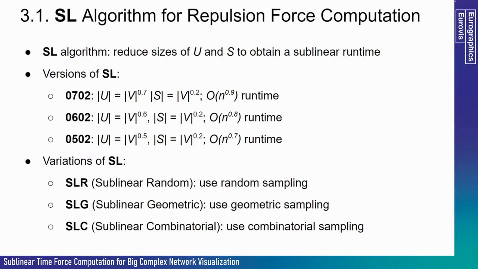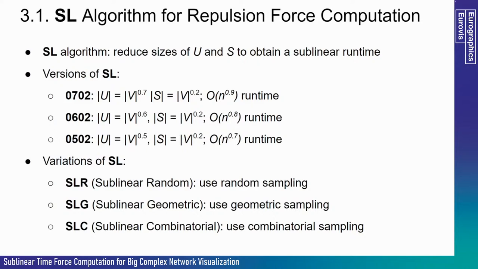For step 3, first we present the SL algorithm for repulsion force computation. The SL algorithm reduces the sizes of U and S to obtain a sublinear runtime. We present different versions of SL based on the sizes of U and S used. So 0702 uses U of size |V|^0.7 and S of size |V|^0.2 for an O(n^0.9) runtime. 0602 reduces the size of U to |V|^0.6 for O(n^0.8) runtime, and 0502 further reduces U to size |V|^0.5 for an O(n^0.7) runtime.